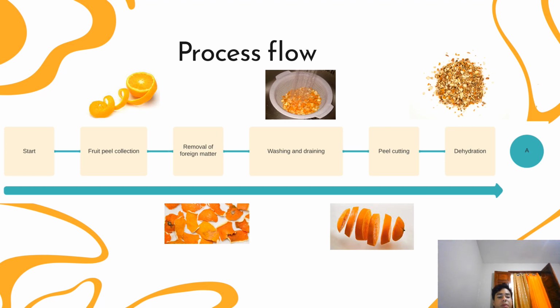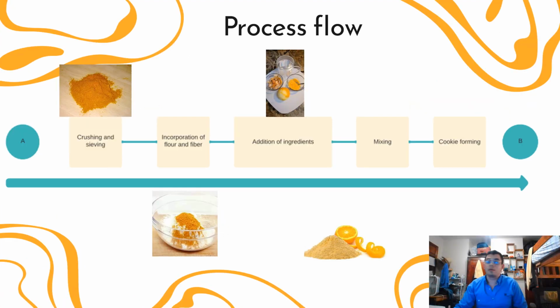Dehydrating the peels: preheat your oven to a low temperature, around 50 to 60 degrees Celsius. Place the peel pieces on a baking sheet, making sure they are evenly distributed, and leave them in the oven for several hours to allow moisture to escape, shaking them regularly to make sure they do not burn.